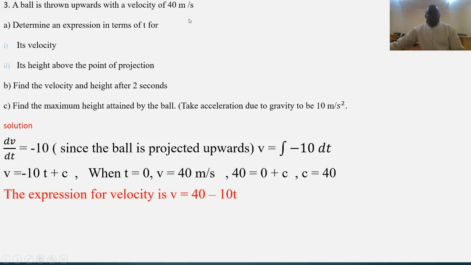And we know gravity is the same as acceleration, which is 10 meters per second squared. So dv over dt equals negative 10, because you are going against the gravity. If I integrate negative 10 with respect to t, I can find my velocity. So v equals negative 10t plus c.